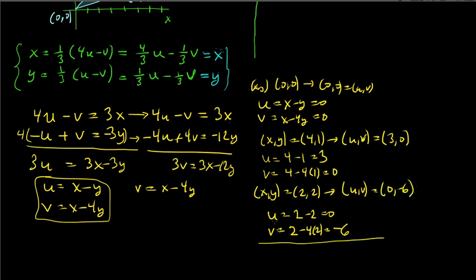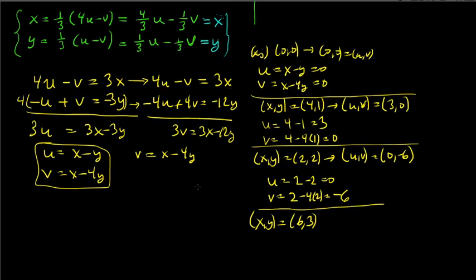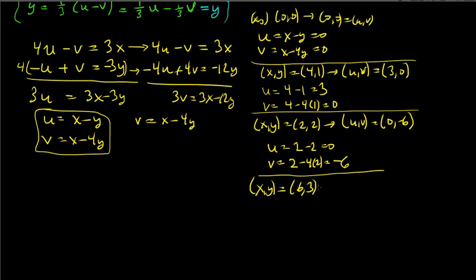And finally, I'll squeeze that in over here. x and y is the point 6, 3. Oh, you know what? Just to be consistent, let's do it down here. I have a little more space. Okay, so x and y is 6 and 3. That was the top right corner. So what's u and v here?